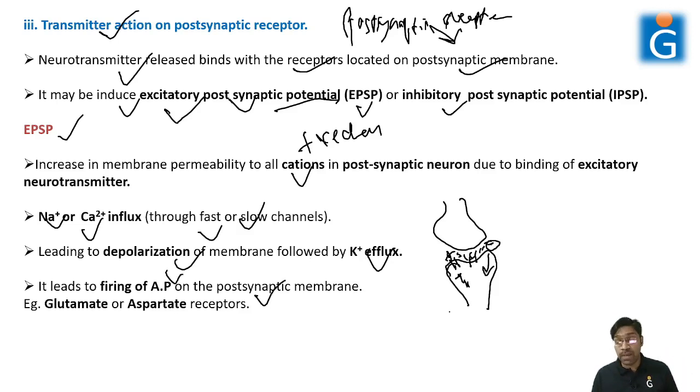This is going to take place inside the postsynaptic receptor, which is present after the synapse, on the postsynaptic neuron. Examples of this type of EPSP are glutamate receptors, that is NMDA receptors, N-methyl D-aspartate receptors or aspartate receptors.